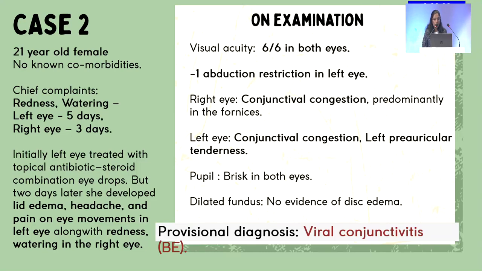On examination, her visual acuity was 6/6 in both eyes, with -1 abduction restriction in the left eye. Right eye had conjunctival congestion predominantly in the fornices. In the left eye, there was conjunctival congestion and left preauricular tenderness. Pupils were brisk in both eyes and dilated fundus showed no evidence of disc edema. A provisional diagnosis of viral conjunctivitis was made in both eyes.